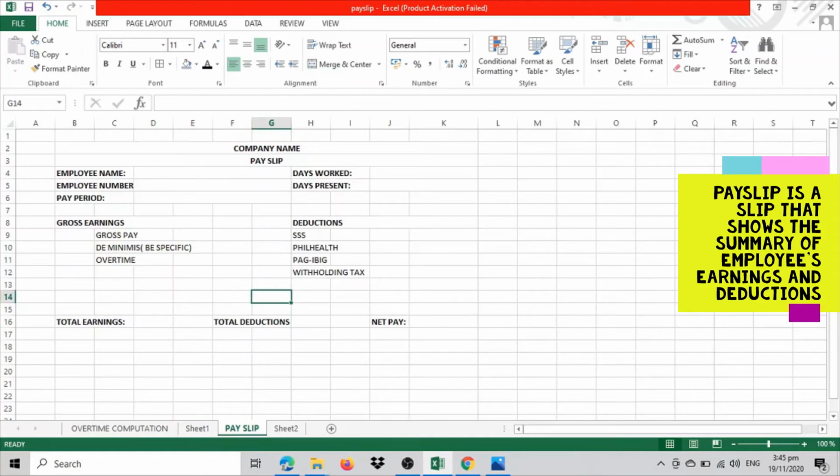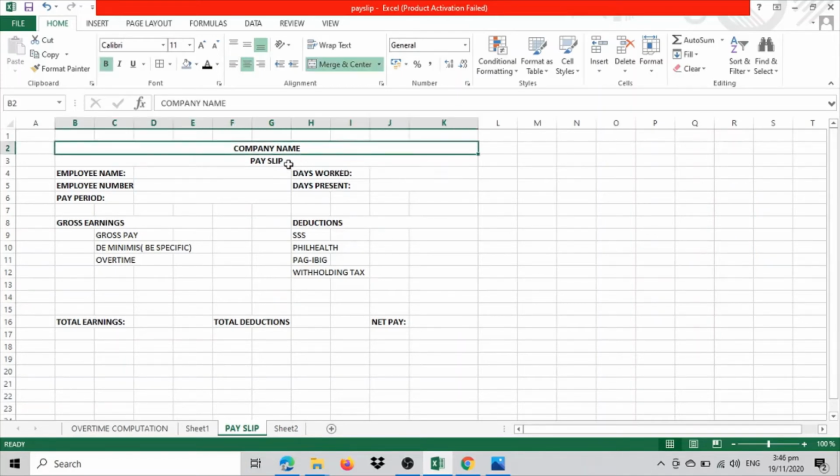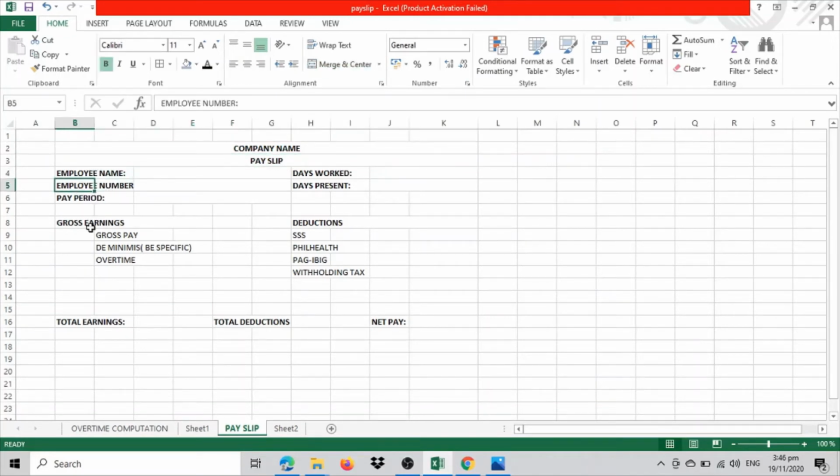Payslip is a slip that shows the summary of employees' earnings and deduction. In the sample payslip, our template is composed of the following: the company name, the title, which is payslip, the employee name, employee number, pay period, days worked, days present, the list of gross earnings or the list of earnings, the list of deductions, the total earnings, the total deductions, and the net pay or the take-home pay.